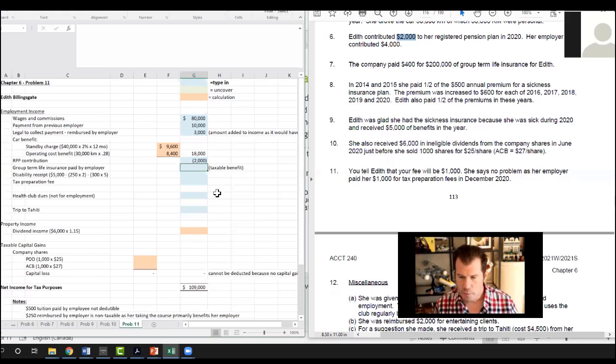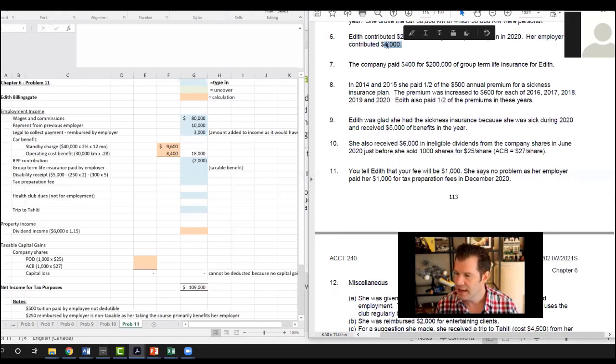Okay, so a group term life insurance. Okay, let's see what's next. So we've covered off this. And then her employer contributed $4,000. That's the next piece. Now again, you're flipping the switch here and saying, well, the employer paid for something, and you're not asking yourself if it's deductible. You're asking yourself if it's a taxable benefit. And employer RPP contributions are non-taxable benefits, period. All right, so that item is nothing.